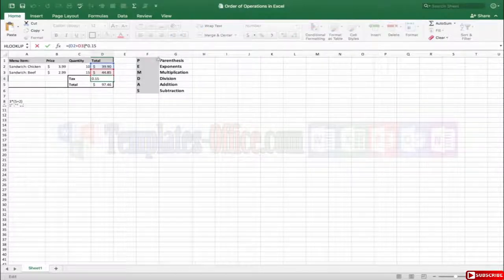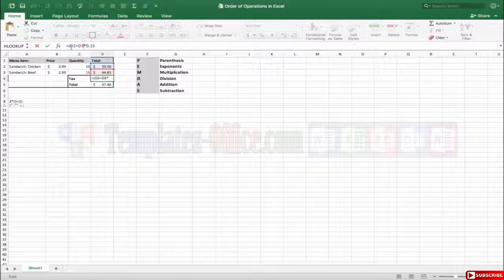You can see that if we're following PEMDAS, the first calculation that Excel will compute is the calculation within the parentheses. So that would be D2 plus D3, which is our two totals, adding them together. What Excel is then doing is it's doing our multiplication, which is the third step in PEMDAS, and multiplying it by a factor of 15% in this case.